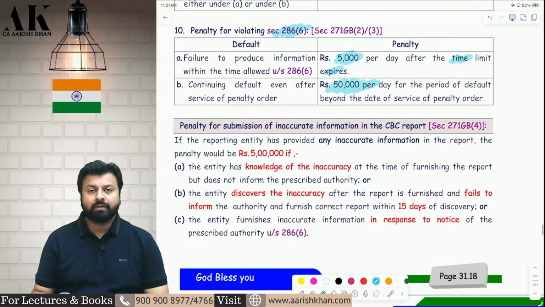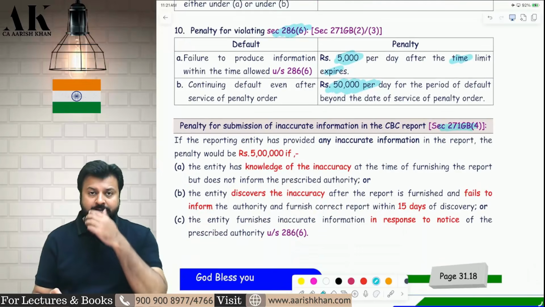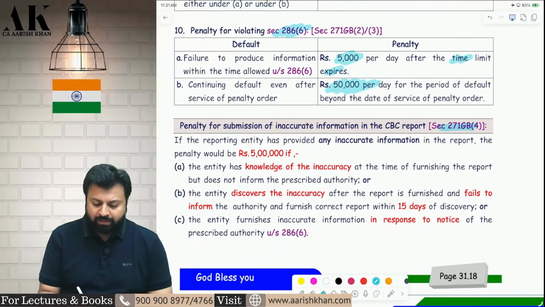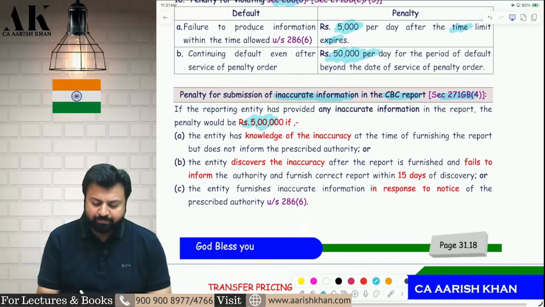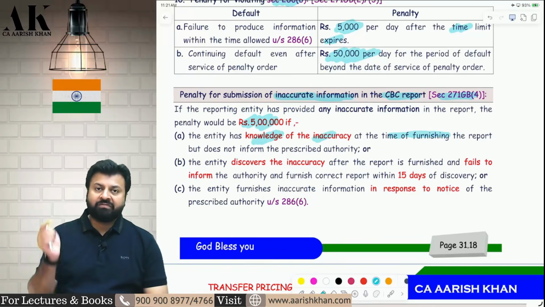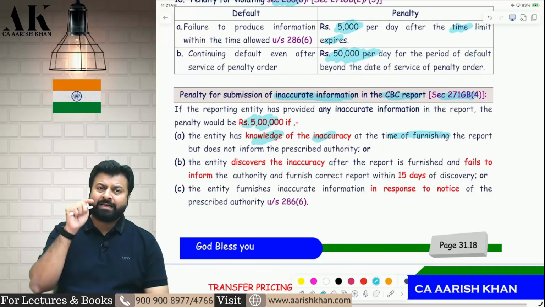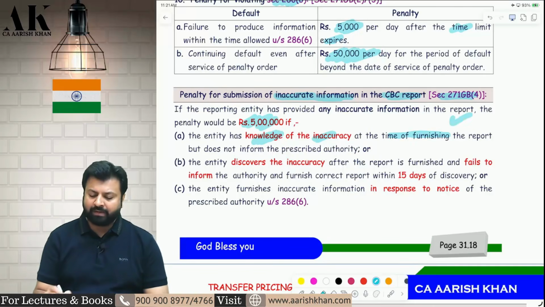Next penalty, 271GB subsection 4. Sir, what is this penalty? You have filed CBCR, but you have given inaccurate information in CBCR. The CBCR is not correct. It is inaccurate. Then 5 lakh rupees penalty will be imposed in 3 circumstances. First, you had the knowledge of inaccuracy at the time of furnishing the report. When you are furnishing the report on 31st March 2027, at that time you knew that the information is incorrect. Still you gave incorrect information, 5 lakh penalty.